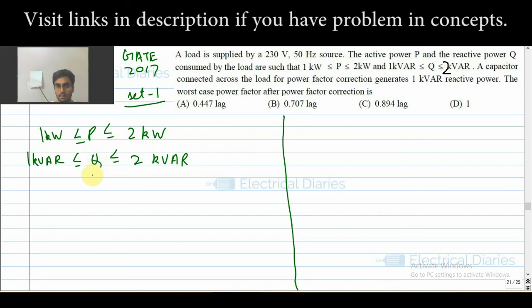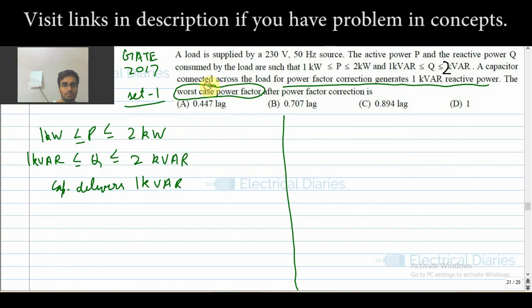Now the question is asking: a capacitor connected across the load for power factor correction can generate 1 kVAR. So the capacitor delivers 1 kVAR. The worst case power factor. Now this question needs an understanding of power factor. See, your power factor is what? Now we have to find the worst case power factor. See, what can the worst case be? Let us analyze what the worst case is.